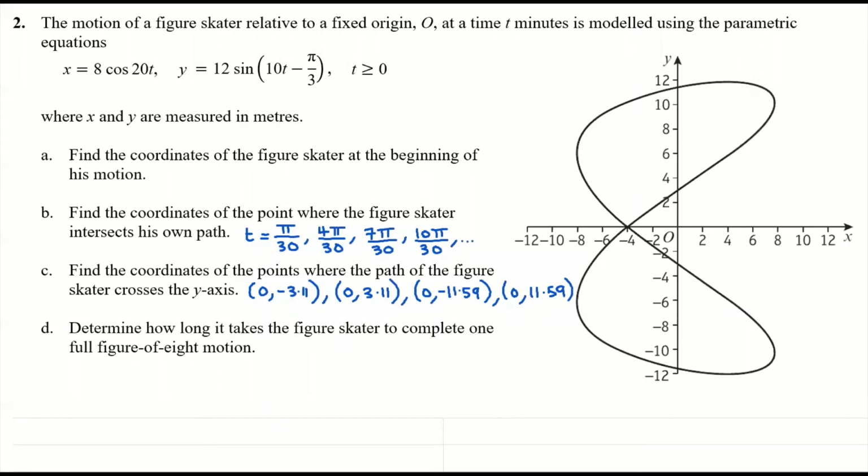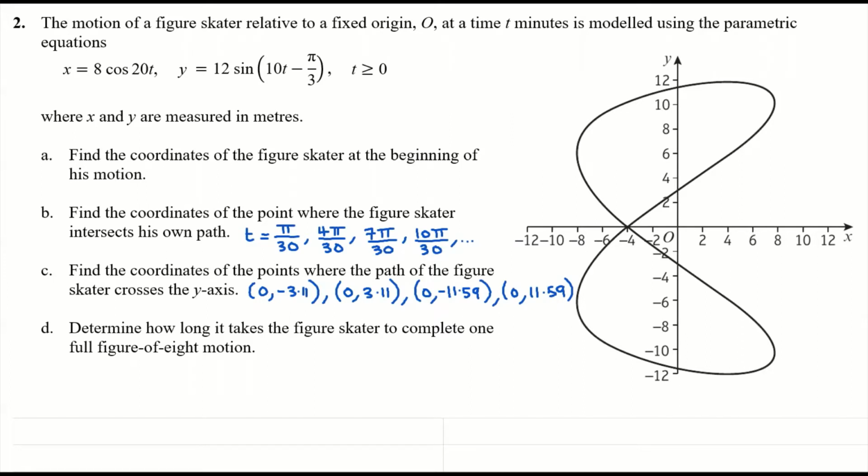Okay, and for the last part of this question, we're asked to determine how long it takes the figure skater to complete one full figure of 8 motion. And I've just indicated on here the coordinates for the y-intercepts, just so you can verify those. Now, if you remember back to part B, we looked at the coordinates where the figure skater intersected his own path, and we found 4 times in which that happens.